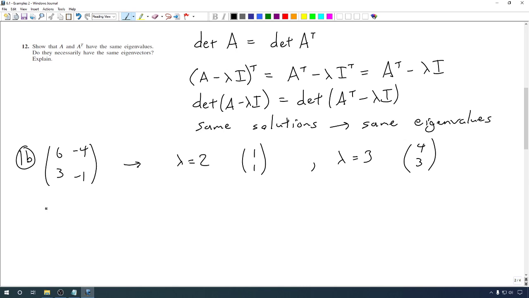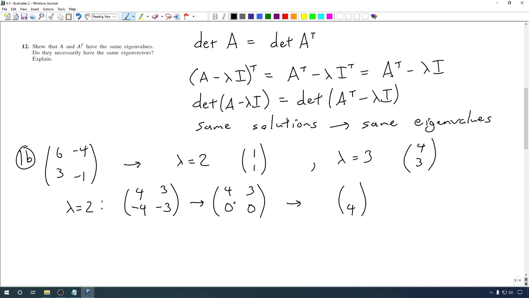But let's look at the transpose, and we'll do the exact same thing. We don't have to rederive the lambda equals 2 and lambda equals 3. We know the eigenvalues are the same. We're just going to look at the transpose and find the eigenvectors. So for lambda equals 2, we're going to have to swap the 3 and the negative 4, but we're going to subtract 2 from our 6 and negative 1. So we have a 4 and negative 3, but now we have a 3 here and a negative 4 here. Of course, we do our row operations. We have a 4, negative 3, cancel out that second row. And this means that for an eigenvector, we'll go ahead and use 4 for our free variable, which will force the other variable to be negative 3. This is not a multiple of 1, 1. This is a very different eigenvector, even though it corresponds to the same eigenvalue.